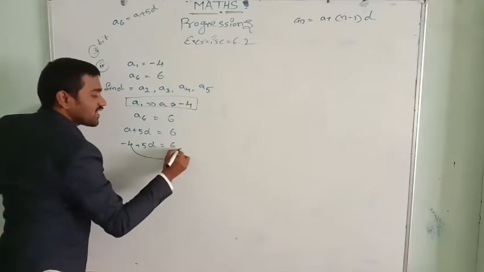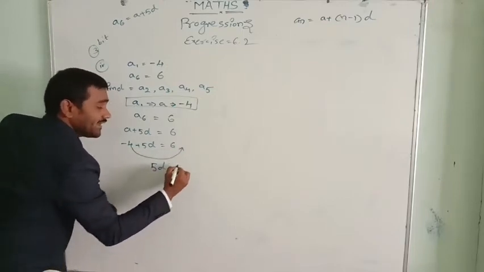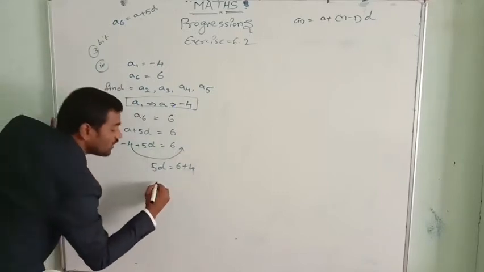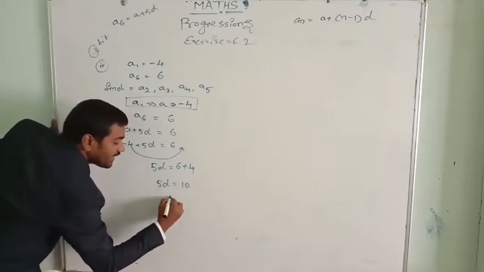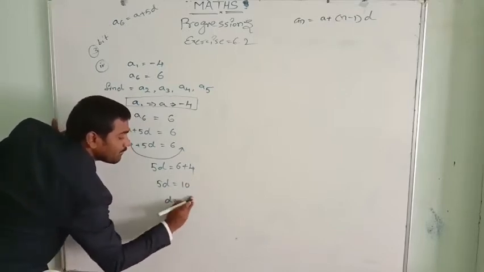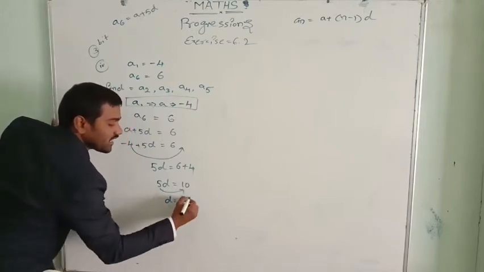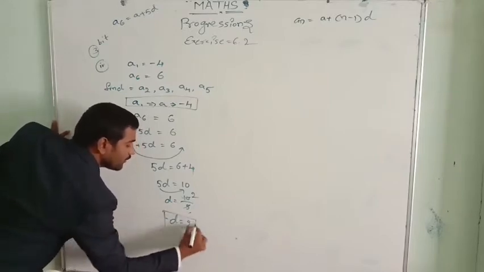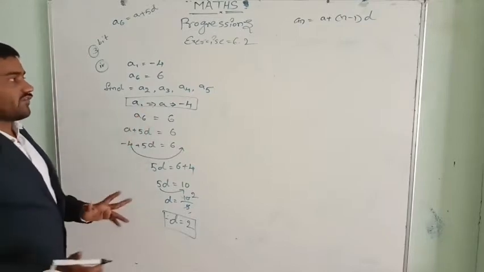This minus 4 will transfer to this side, so we get 5D equals 6 plus 4. Here minus 4 becomes plus 4. Then 5D equals 10, so D equals 10 by 5. This 5 also transfers to this side; 5 twos are 10. So D equals 2. The common difference we got here. Hence we can find all the formulas directly.